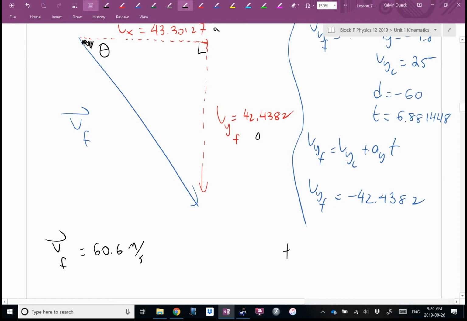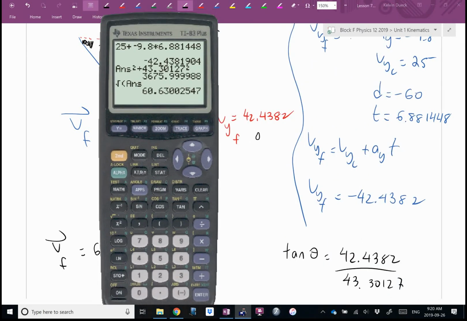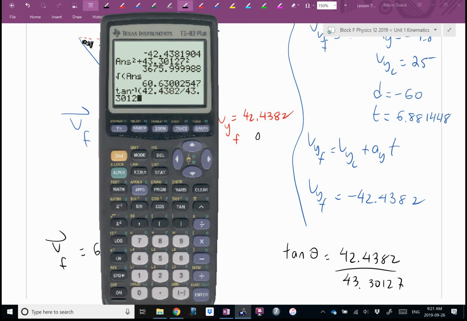So we're going to go tan theta equals opposite 42.4382 over adjacent 43.30127. 42.4382 divided by 43.30127. 44.4, which is about what I said it would be.